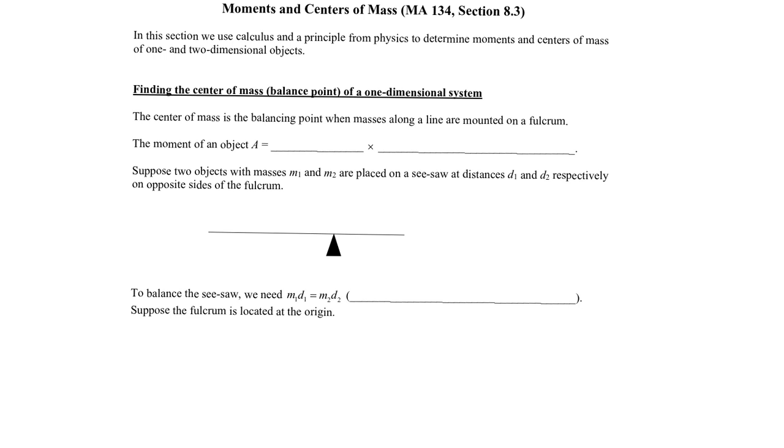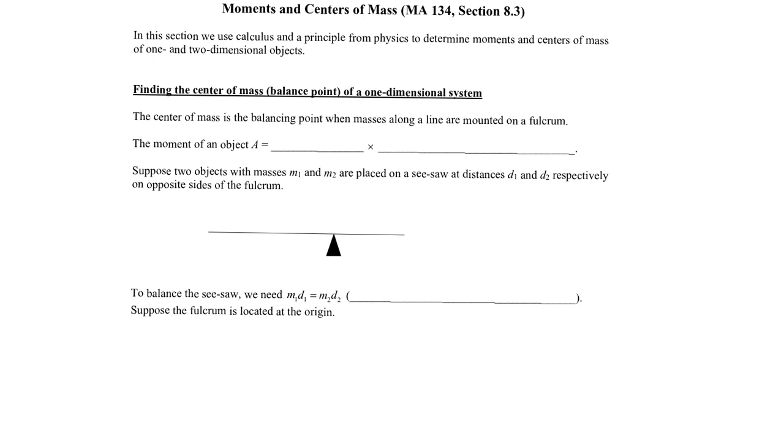Section 8.3 is a pretty large section, so I cut it into two parts. The first part dealt with hydrostatic pressure and force, and the second part of section 8.3 deals with moments and centers of mass. In this section, we're going to use calculus and a principle from physics to determine moments and centers of mass of one- and two-dimensional objects. For three-dimensional objects, you're going to have to wait until calculus 3 when you have multivariable calculus.